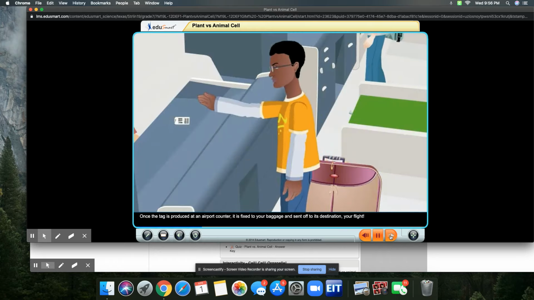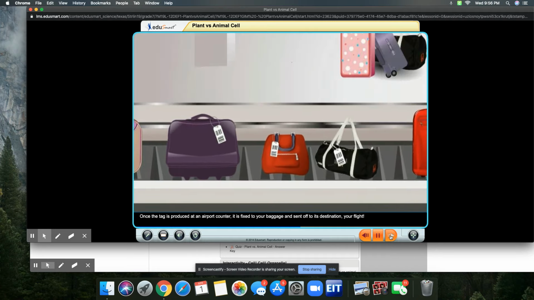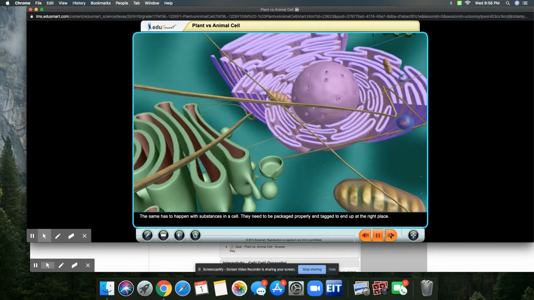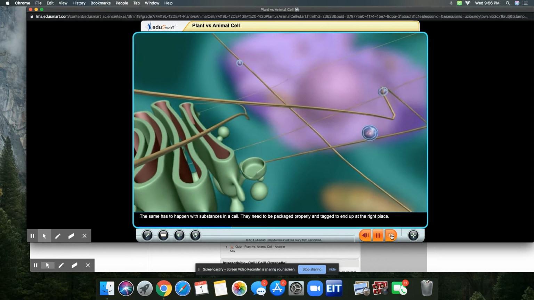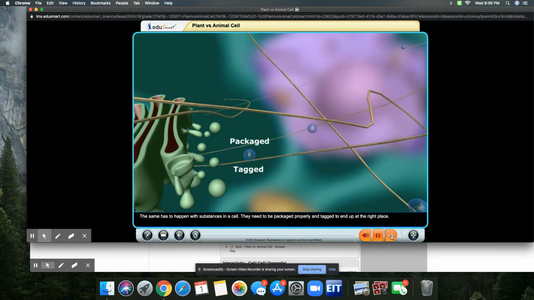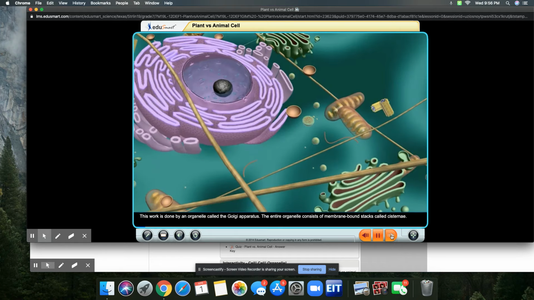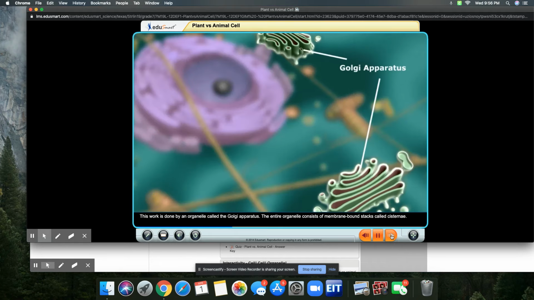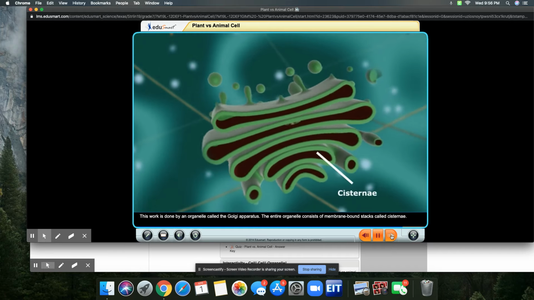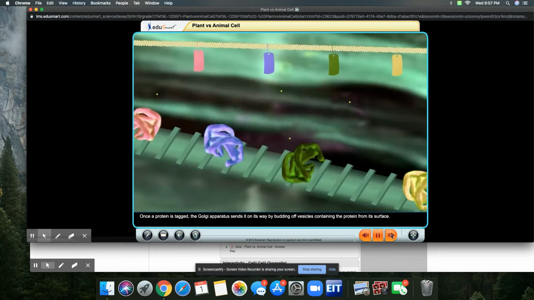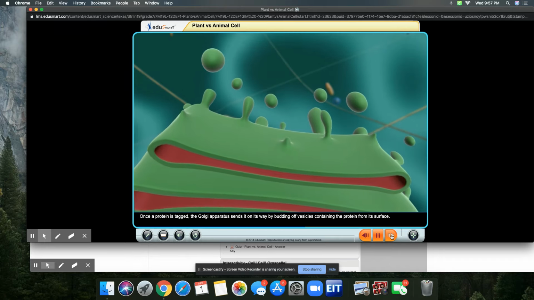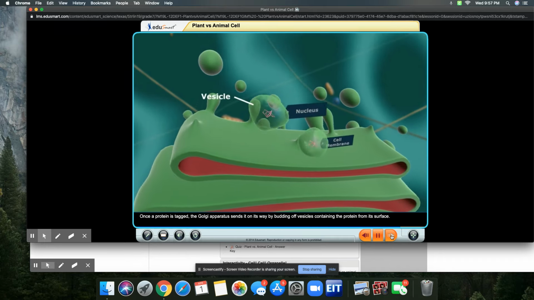Once the tag is produced at an airport counter, it is fixed to your baggage and sent off to its destination, your flight. The same has to happen with substances in a cell. They need to be packaged properly and tagged to end up at the right place. This work is done by an organelle called the Golgi apparatus. The entire organelle consists of membrane-bound stacks called cisternae. Once a protein is tagged, the Golgi apparatus sends it on its way by budding off vesicles containing the protein from its surface.